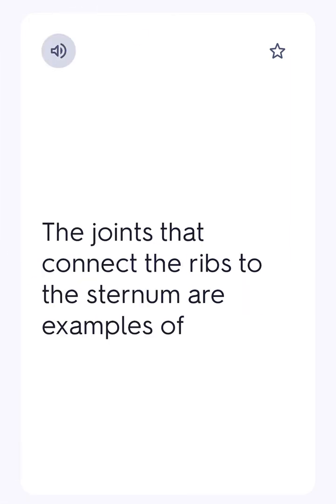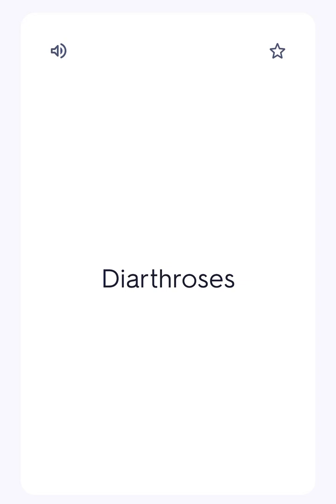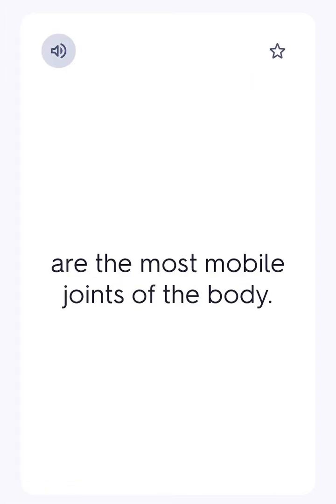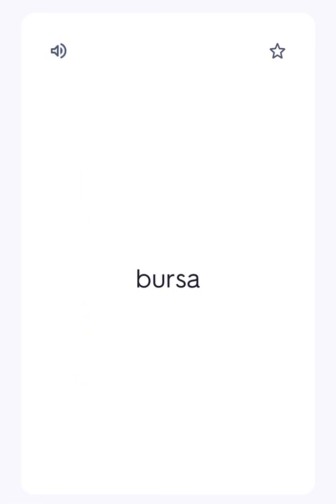The joints that connect the ribs to the sternum are examples of cartilaginous joints. Diarthroses are the most mobile joints of the body. A blank is a pad-like sac or cavity located within the connective tissue, usually in proximity to a joint. Bursa.